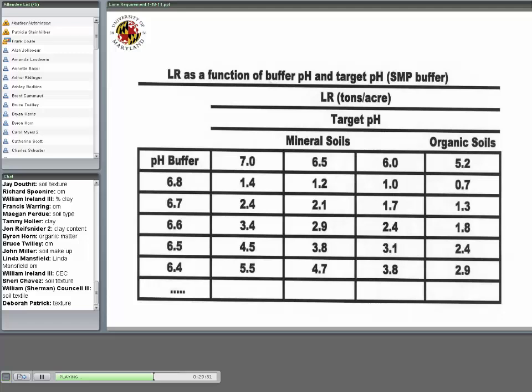Now, I'd like to point out for just a moment this column over here that says organic soils, because organic soils, unlike mineral soils, don't have the same acid soil toxicity issues, particularly with aluminum. And you would never lime a true organic soil to the same pH you would lime a mineral soil. As a matter of fact, Frank did some work back in the 90s that showed that it's actually impossible to increase them to the same pH.